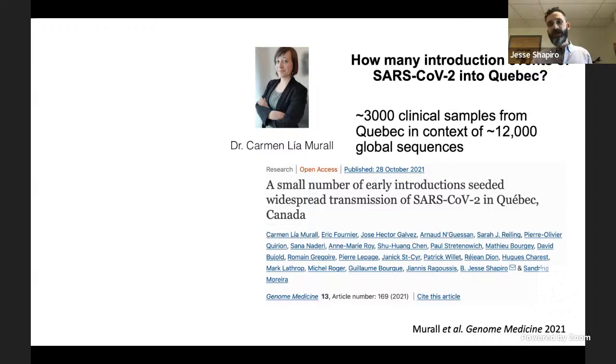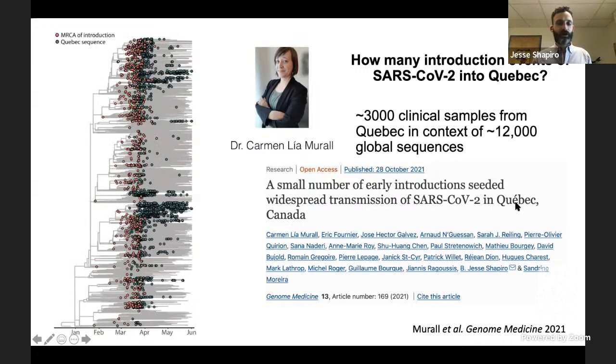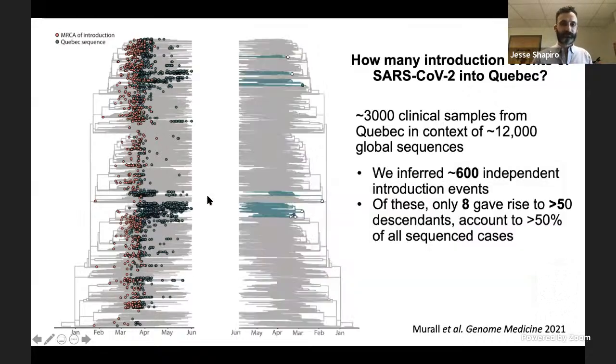And we put this in the context of 12,000 other sequences that were sampled globally. And what Carmen did is she built a big tree. The Quebec sequences are highlighted in blue. And their most recent common ancestor, I'll talk about this a bit later, is a little bit earlier. So that's in the sort of pink salmon color.